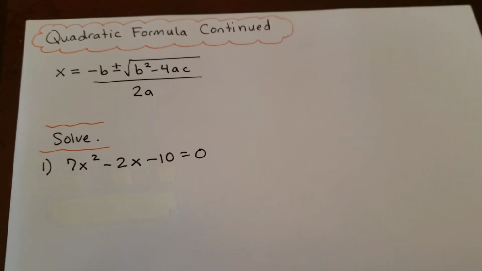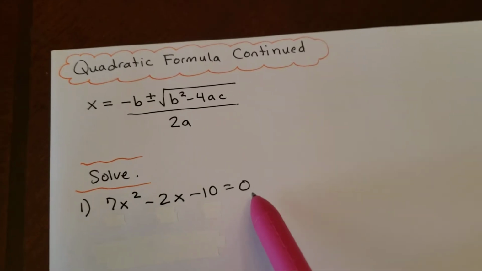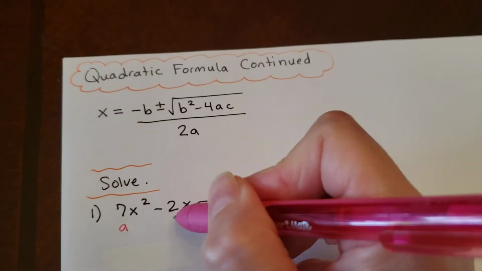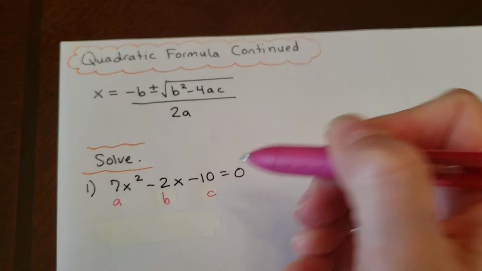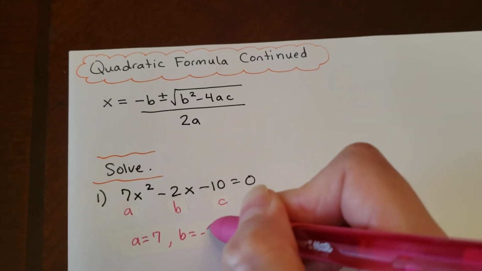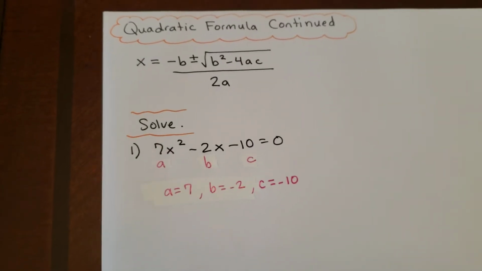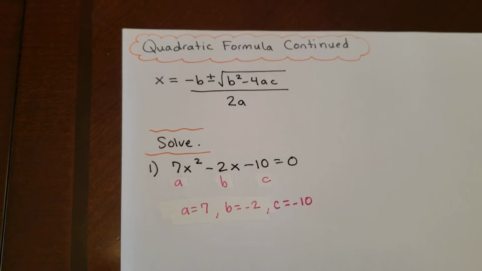All right, let's go take another look at the quadratic formula. So I wrote it at the top. Remember that it should always equal 0. So here's our A, B, and C. A is going to be 7, B is -2, and C is -10. So you will want to plug those into the formula.